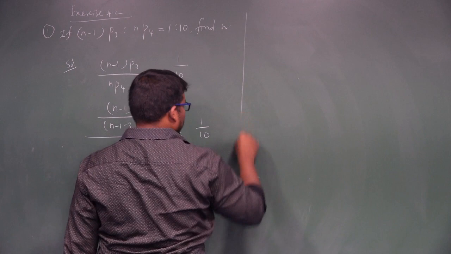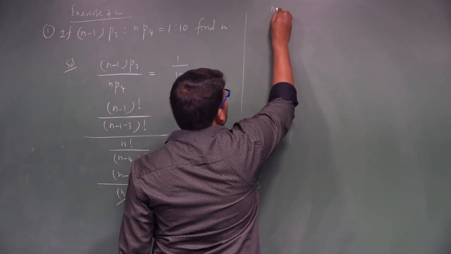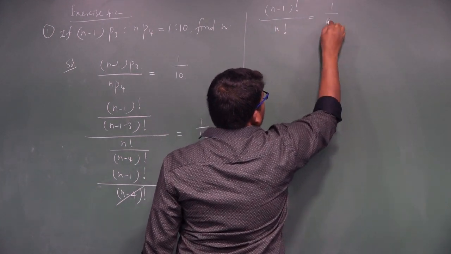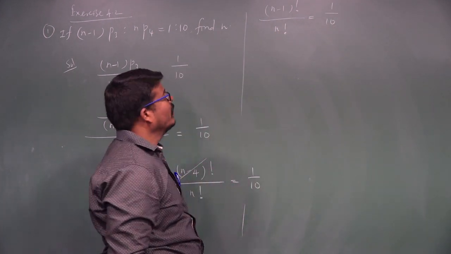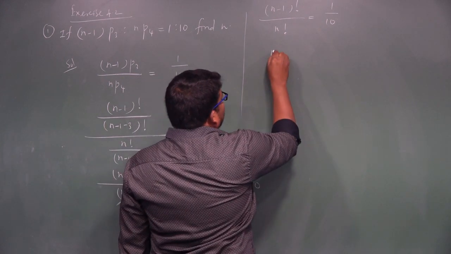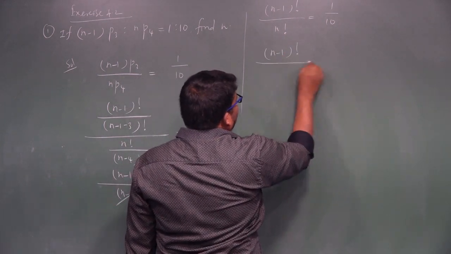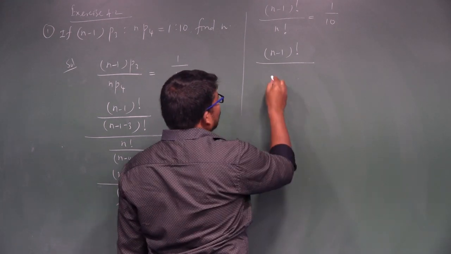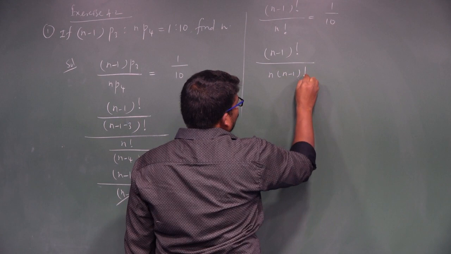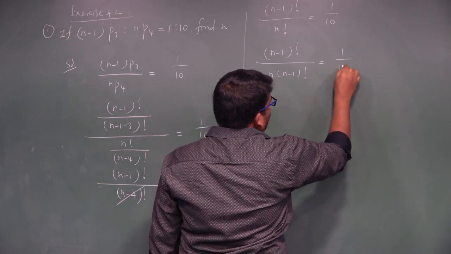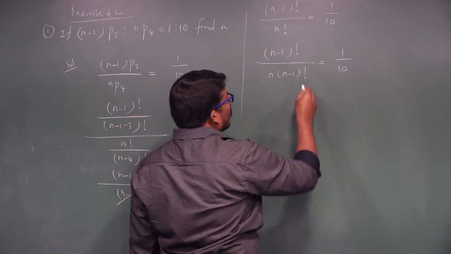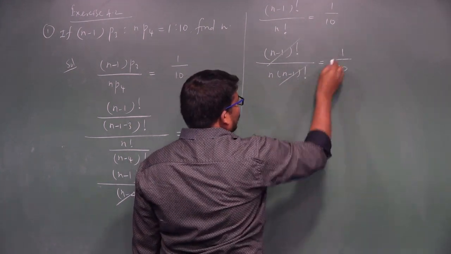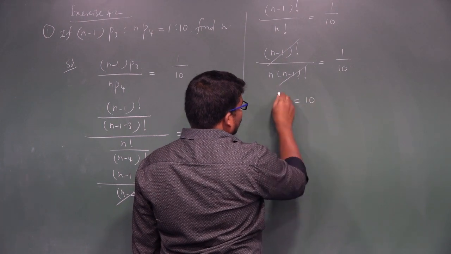(n minus 1) factorial by n factorial equal to 1 by 10. Now reduce the n factorial: n factorial is n into (n minus 1) factorial. So n into (n minus 1) factorial equal to 1 by 10. Now (n minus 1) factorial, (n minus 1) factorial gets cancelled. Now cross multiply, 1 into n, sorry, n equal to 10.